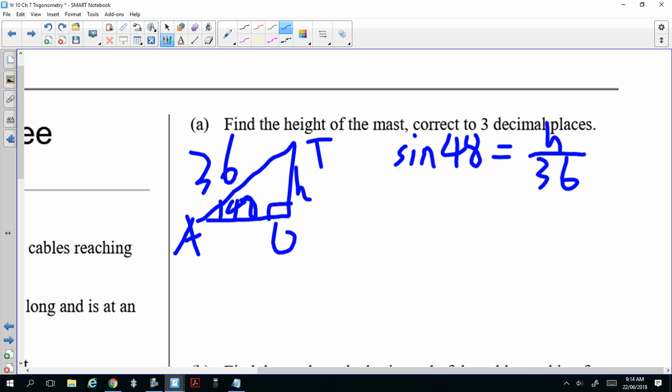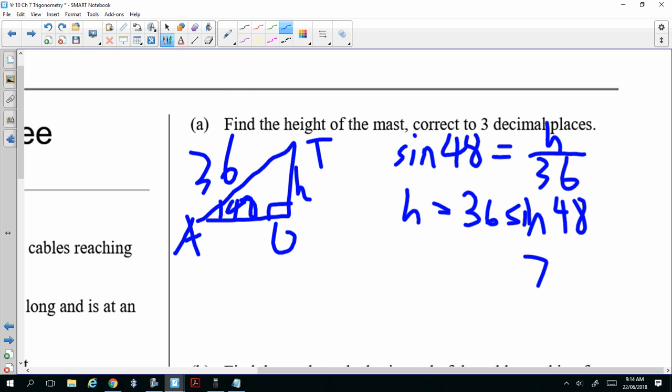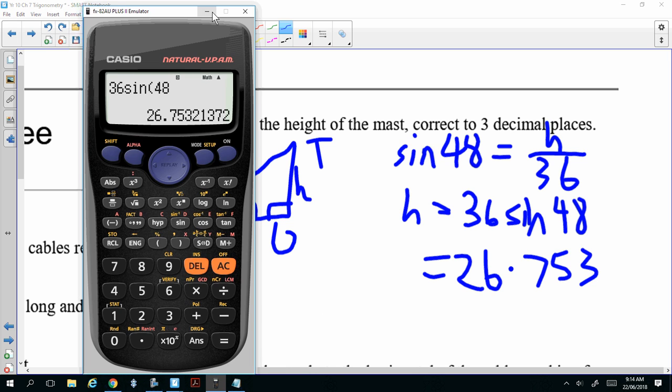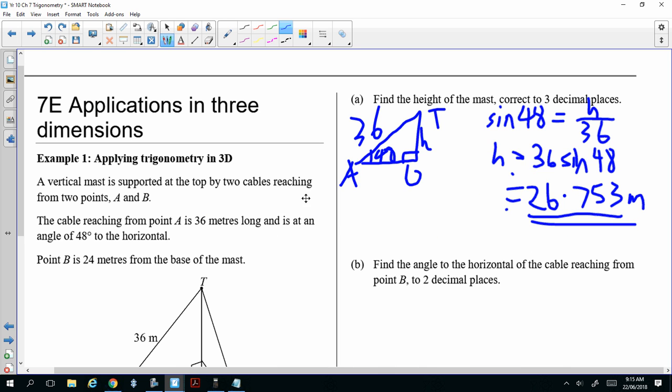And to find H, you just multiply 36 by sine 48 on your calculator, correct to 3 decimal places. So we'll do 36 sine 48 equals 26.753. Double check, that is correct, and that will be meters. That's the height of the mast. So it's pretty easy, isn't it? Once the diagram's drawn, I think most of the time they're all given in the textbook. You just have to look at the diagram.